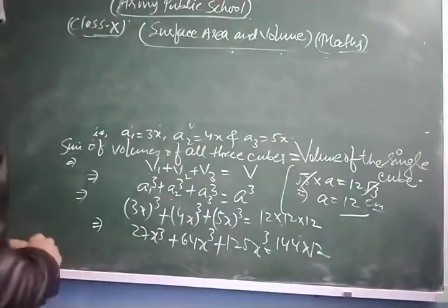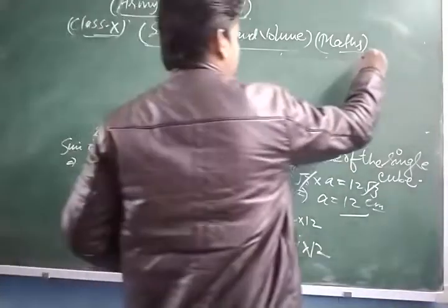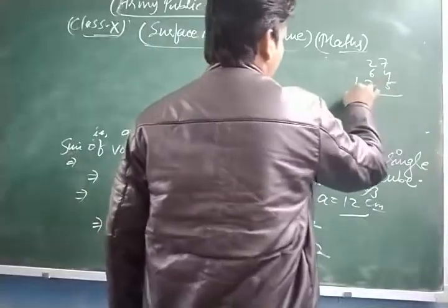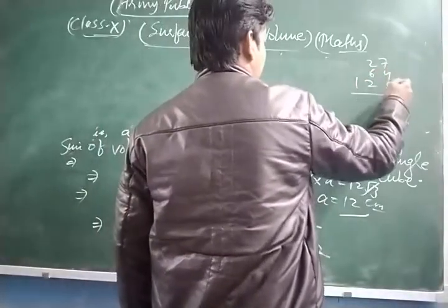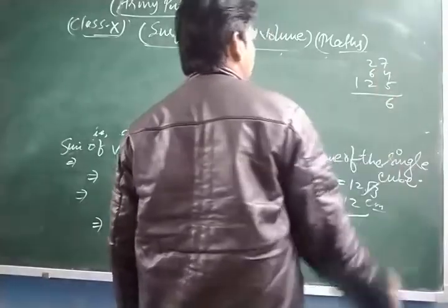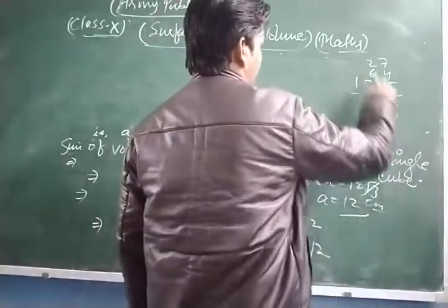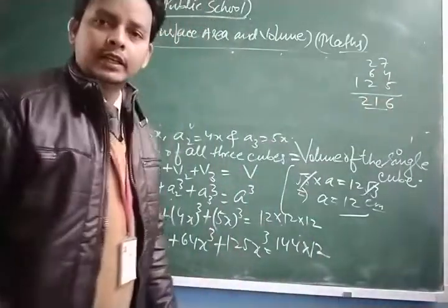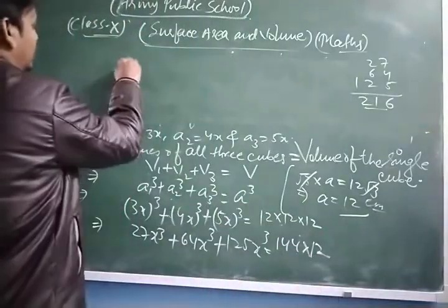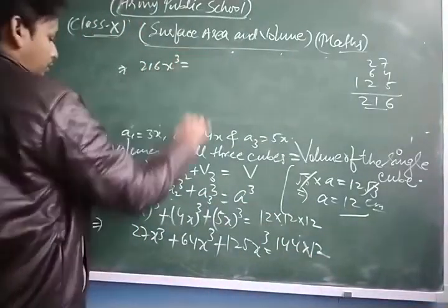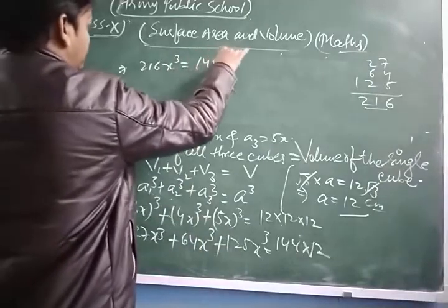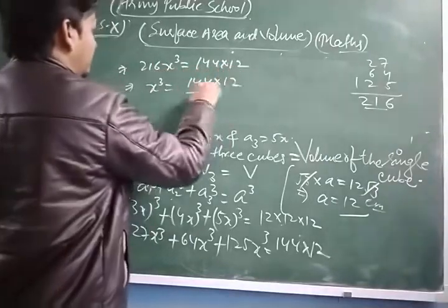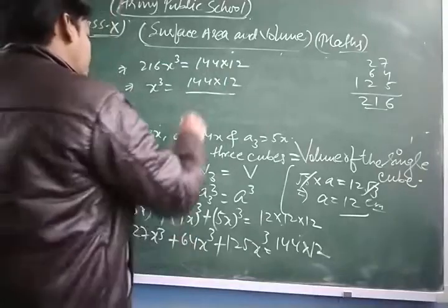Now look, now we are adding them, dear student. 27, this is 27, this is 64, this is 125. Now look, 216. So look, this is 216. x cube is equal to 144 into 12, so that is x cube is equal to 144 into 12 upon 216.